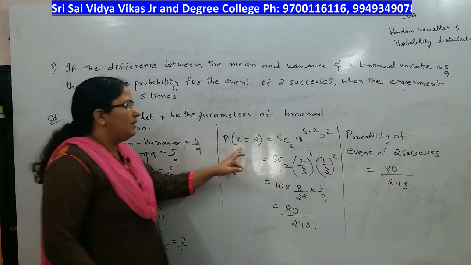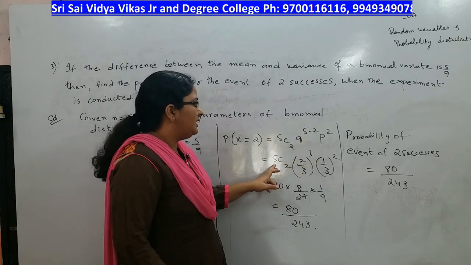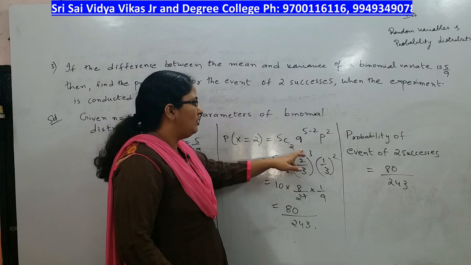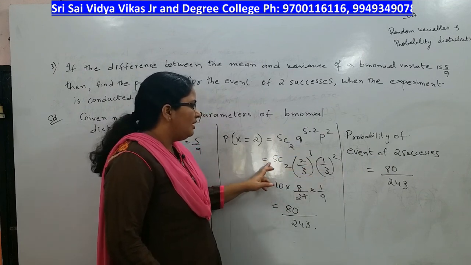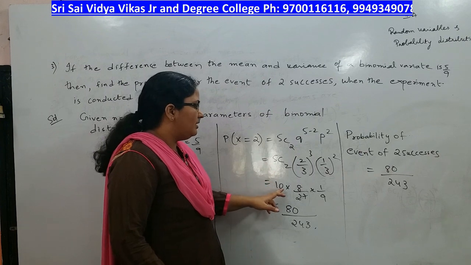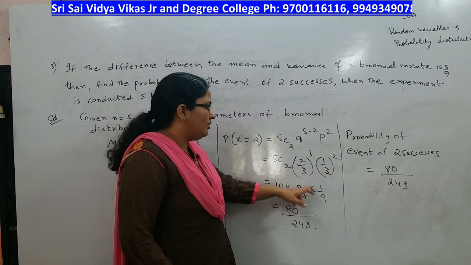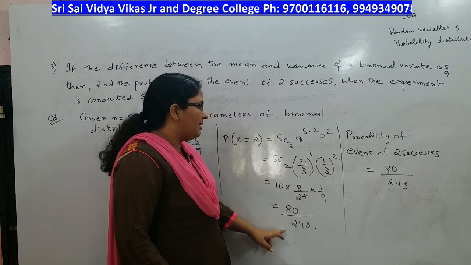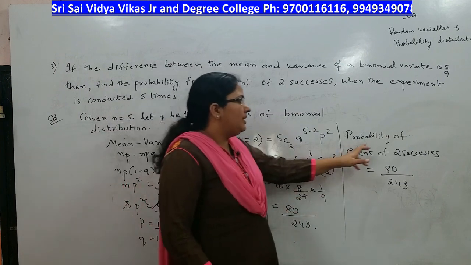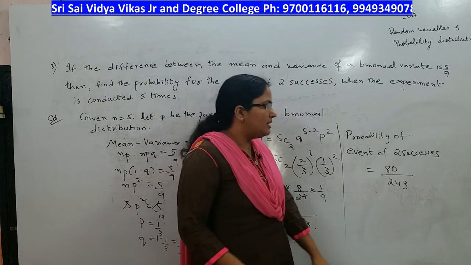P of x is equal to 2 is 5C2 Q power 5 minus 2, P power 2. 5C2, Q value is 2 by 3 whole cube, P value is 1 by 3 whole square. 5C2 value is 10 into 2 cube value is 8 by 3 cube value is 27 into 1 by 9. Multiply this, you get 80 by 243. Probability of event of 2 successes is 80 by 243. That's about this problem.